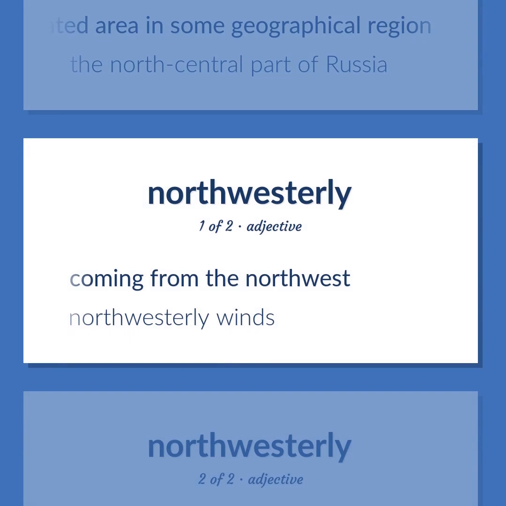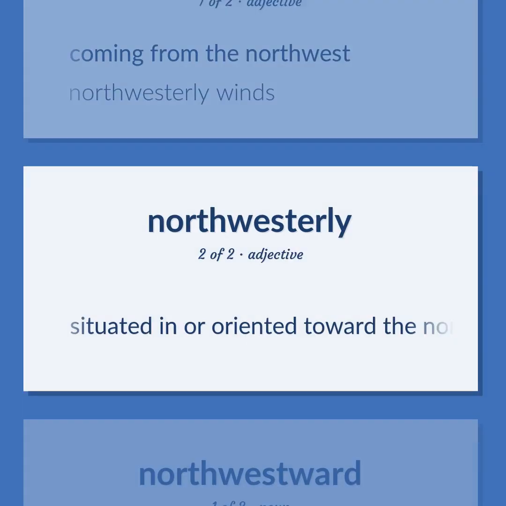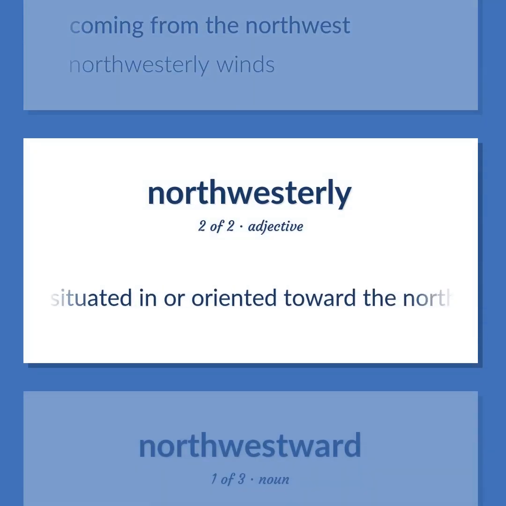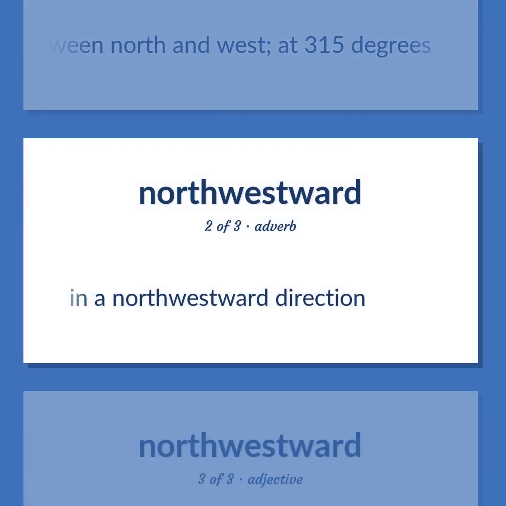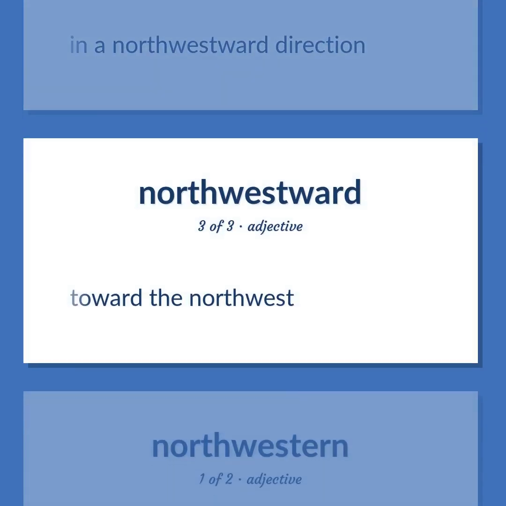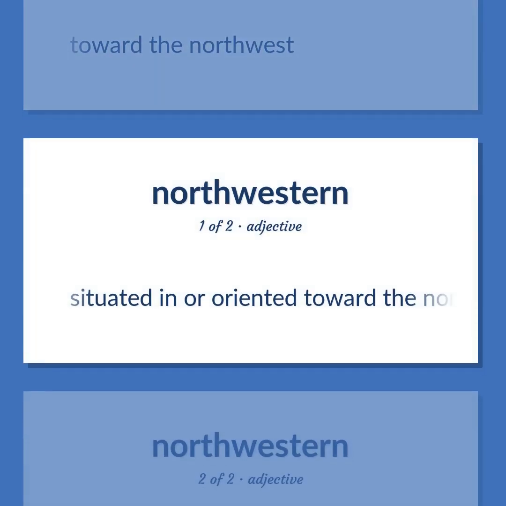Coming from the northwest. Northwesterly winds. Situated in or oriented toward the northwest. The compass point midway between north and west, at 315 degrees. In a northwestward direction. Toward the northwest. Situated in or oriented toward the northwest.